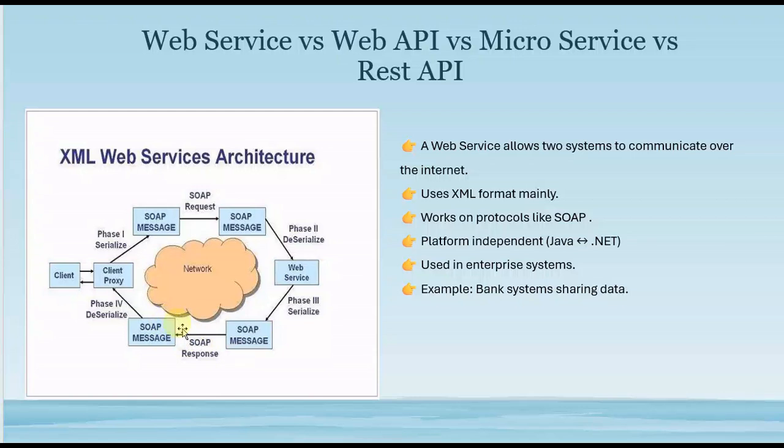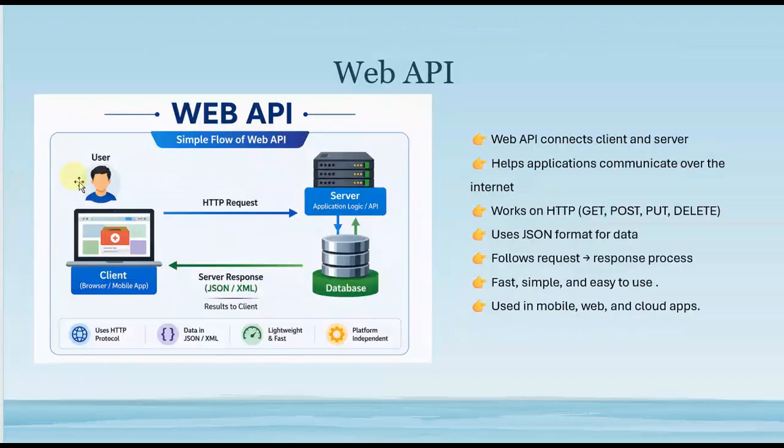This is all about XML web services. Coming to the web API, look at the image. This shows a simple flow of web APIs. First, the user uses the client, like a browser or mobile app. The client sends an HTTP request to the server, and these requests ask for some data or action.